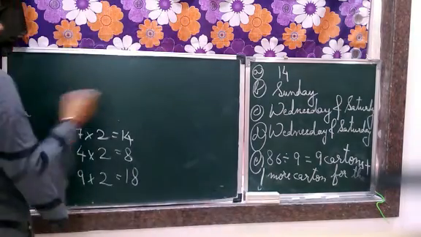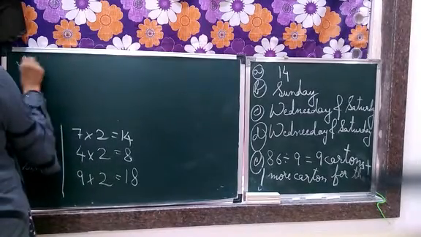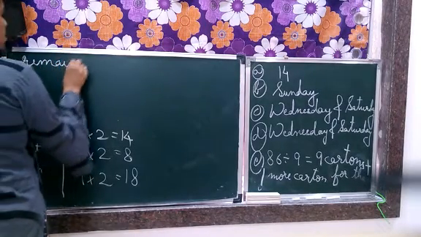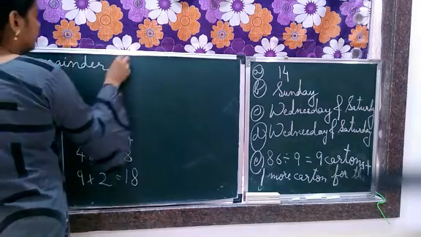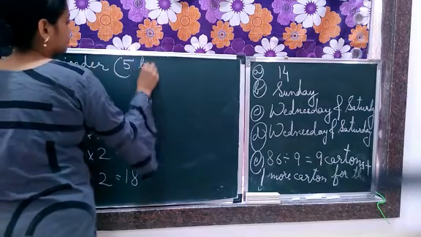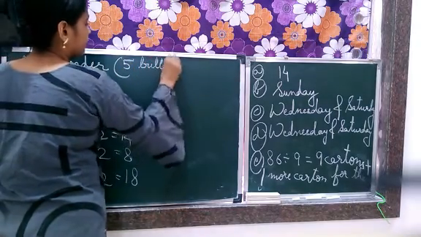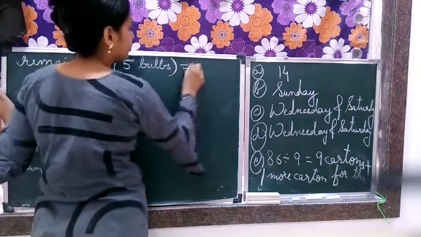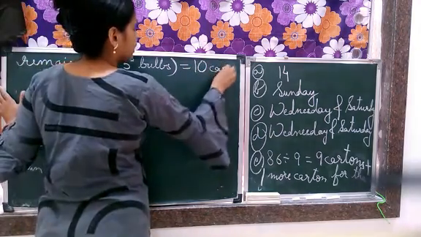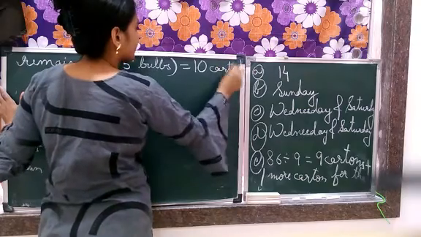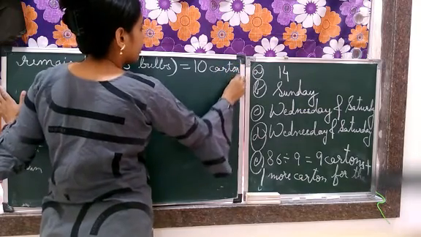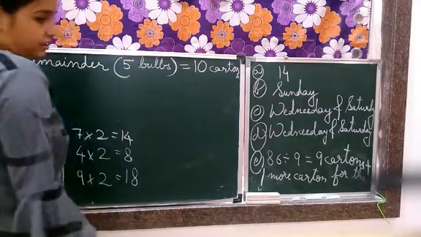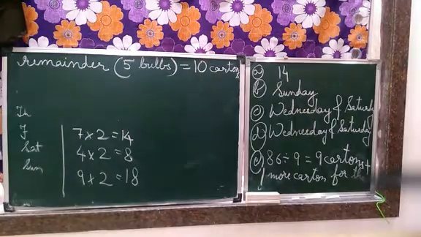Plus one more carton for the remainder, that is 5 bulbs for the remainder. So equal to how much? 10 cartons. So how many cartons will be needed? 10 cartons will be needed. So this completes question number 6.